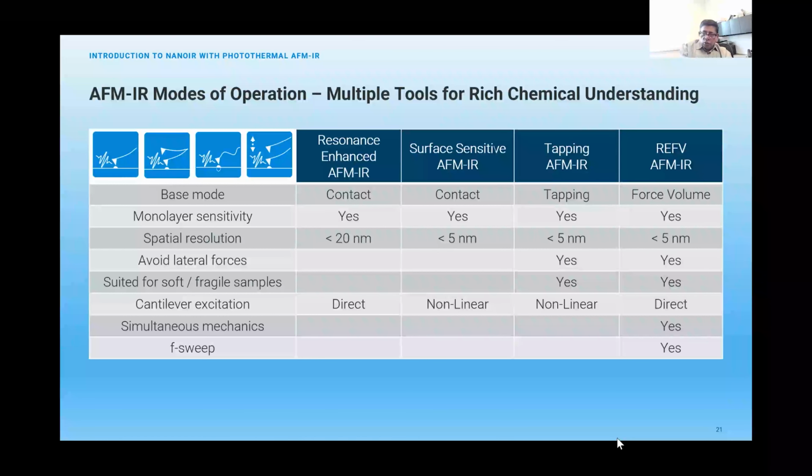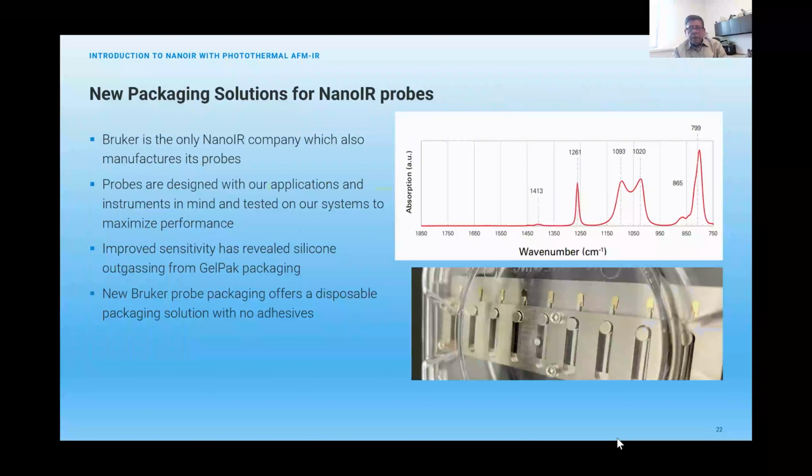Tapping IR is the more popular one, because it is very useful for soft materials, hard materials, and biological materials. Resolution is less than 5 nanometers. It doesn't provide any lateral forces, so no sliding. Basically, it's pretty good for soft materials. We don't have the one in the end.